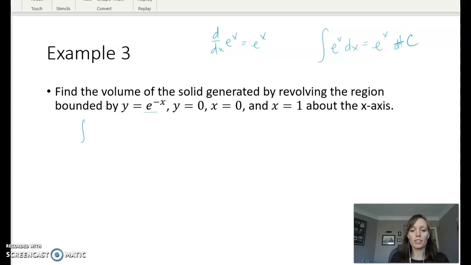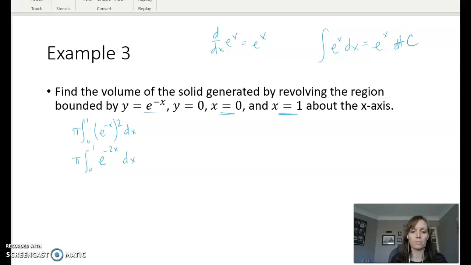So this integral here goes from 0 to 1, since that's the lines that are closing off that region. I'm sorry, there should be a pi in front of that integral. And then the radius here is going to be just the function e to the negative x, and that is being squared. Now remember, when exponents are being multiplied, you multiply them together, so we get e to the negative 2x. And this would be a simple kind of u substitution that you could definitely do if you wanted to work that out.